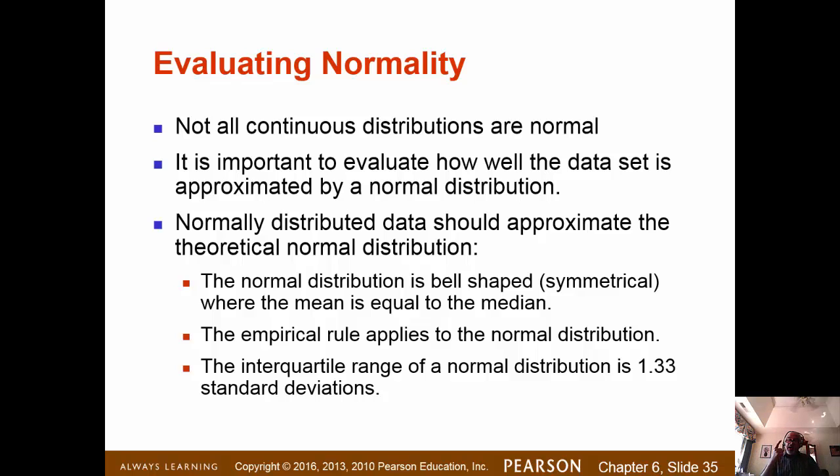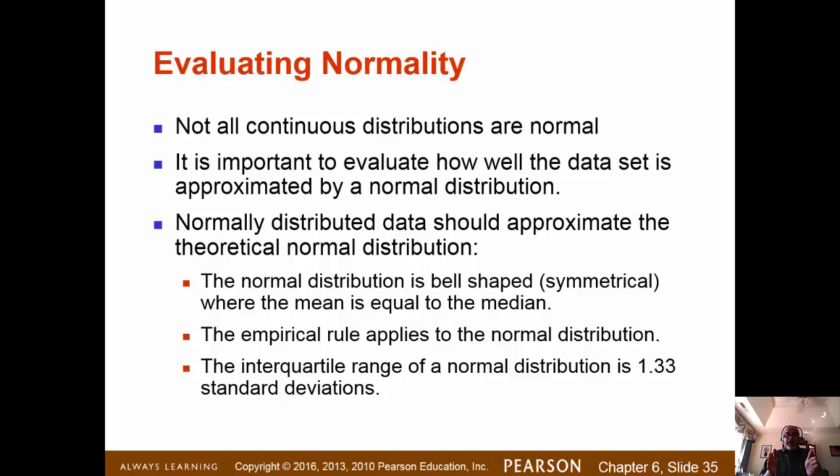Remember the bell-shaped curve. We had an empirical rule early on in Chapter 3 that if you take plus or minus 1 standard deviation, you get about 68%. If you take plus or minus 2 standard deviations, you get 95%. And plus or minus 3 standard deviations, you get 99.7% of the data. So we can check that and see whether that is true or not.